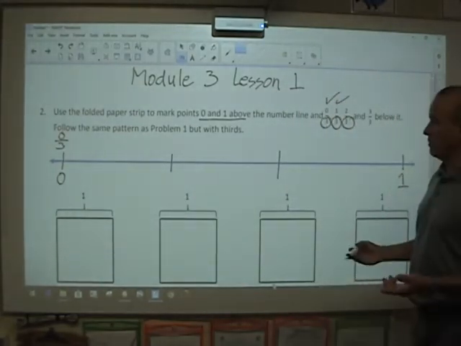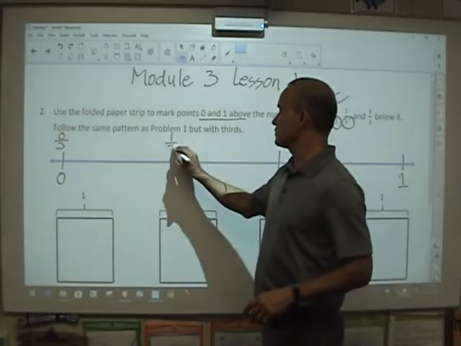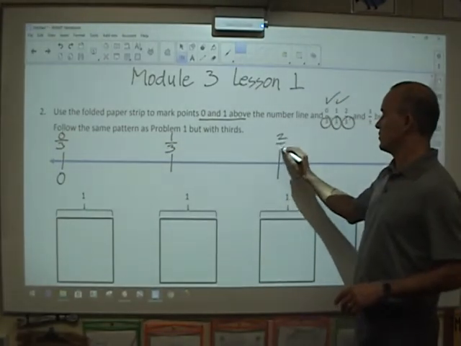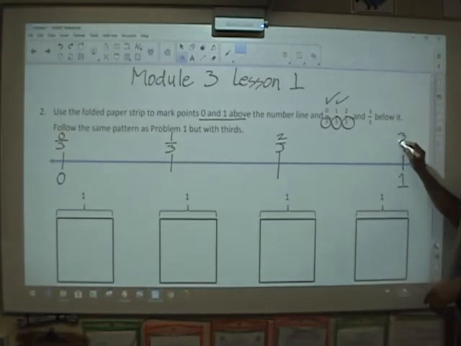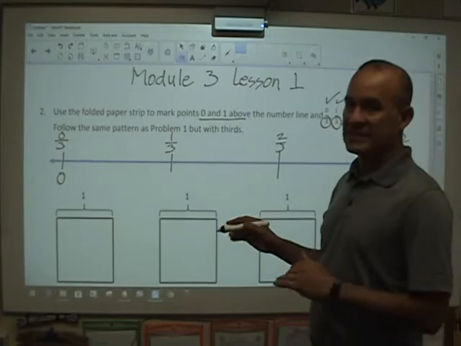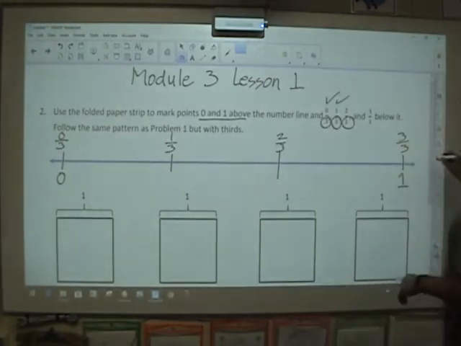Now I need to label them. So this is 1/3. This is 2/3. And obviously the 1 equals 3/3. So far so good. So that's how you represent these on a number line.